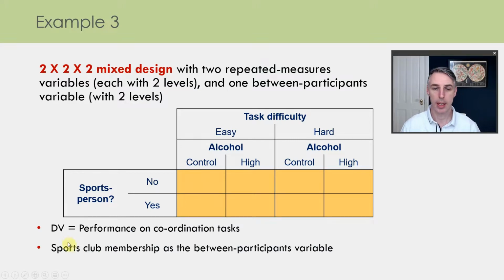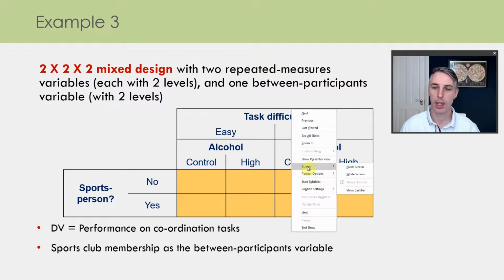Okay, so in this setup, the dependent variable is participants' performance on hand-eye coordination tasks. And the repeated measures variables are whether they did this sober or under the influence of alcohol, and also whether the tasks themselves were easy or difficult. So each participant did all 4 combinations of that. Also, the experimenters coded whether they were a sports person or not, so whether they did a sport that involved hand-eye coordination. Okay, so here we have a fairly complex setup with two repeated measures elements rather than 1, which was the case in the previous examples.